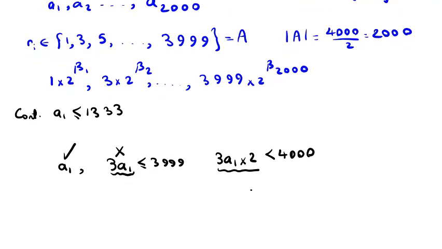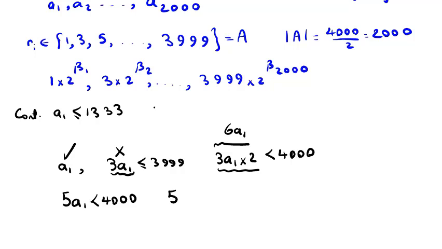Then you say, okay, now let's consider 5A1. 5A1 again is an odd number, and 6A1 is less than 4000, so also 5A1 is less than 4000. So we have 5A1. 5A1 is an odd number, so because we have A1 here, we can't select 5A1, because one of them is a multiple of the other one. So we have 5A1 times 2 to the power of something.